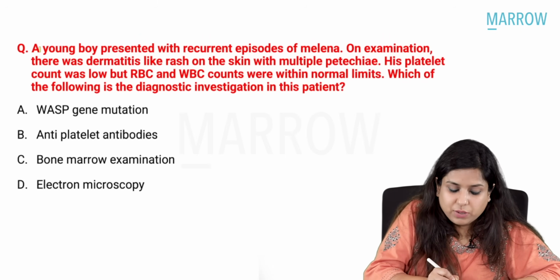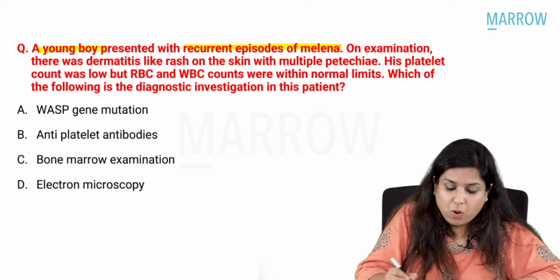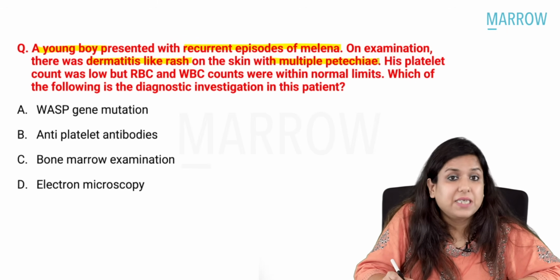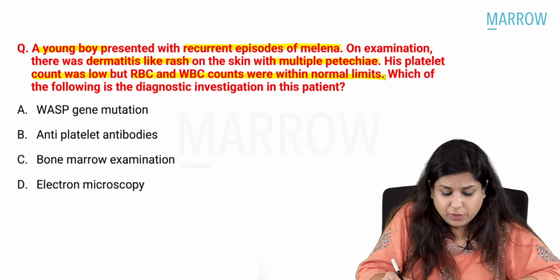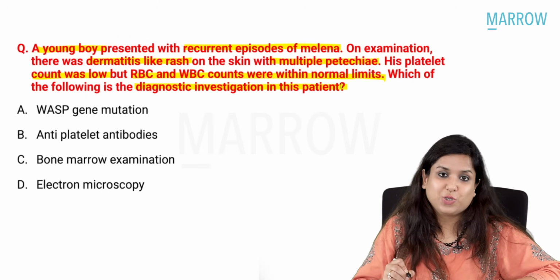The last question: a young boy who presented with recurrent episodes of melena. On examination, there was a dermatitis-like rash on the skin with multiple petechiae. His platelet count was low, but RBC and WBC counts were within normal limits. Which of the following is a diagnostic investigation in this patient, right?